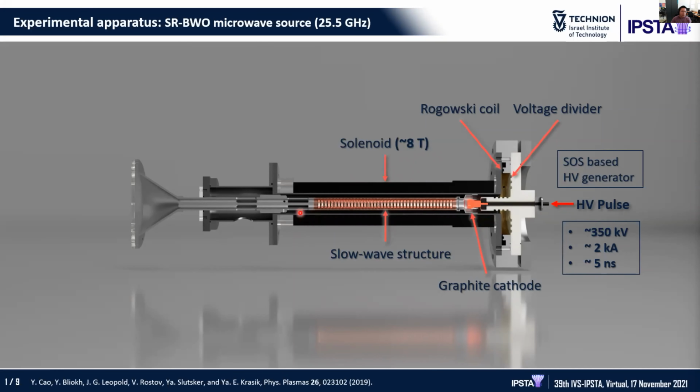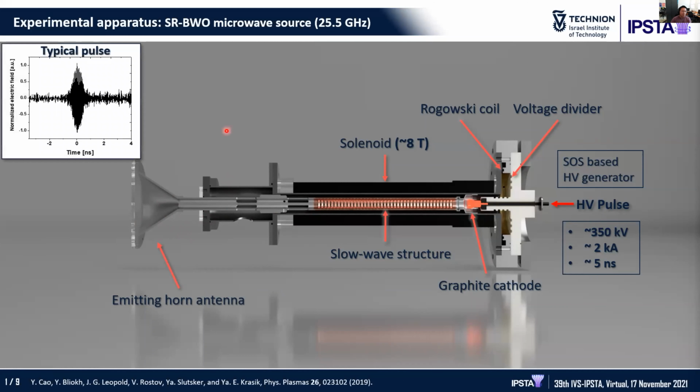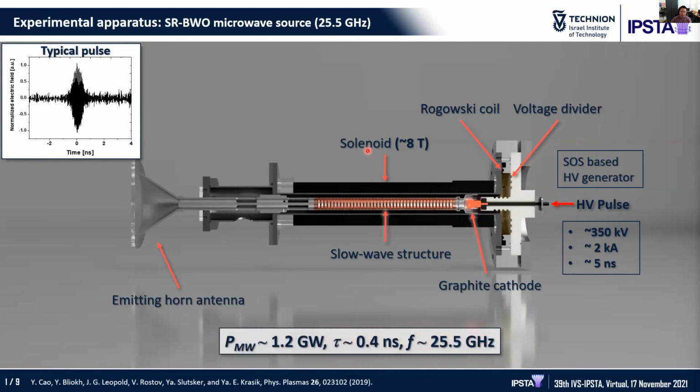The generated microwave pulse is emitted in the horn antenna over here, and this is the typical pulse we measured at the output. This high power microwave source gives us a microwave power of about 1.2 gigawatt, a duration of 0.4 nanosecond, and a frequency of 25.5 gigahertz.